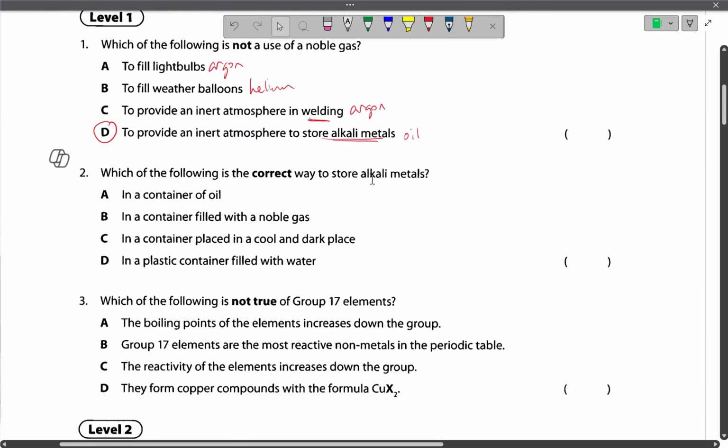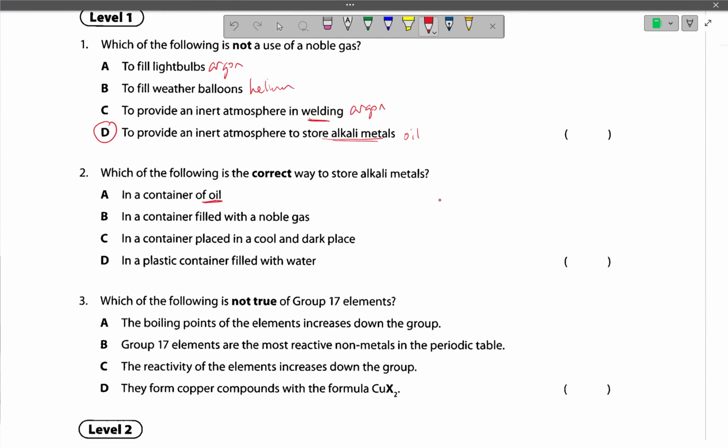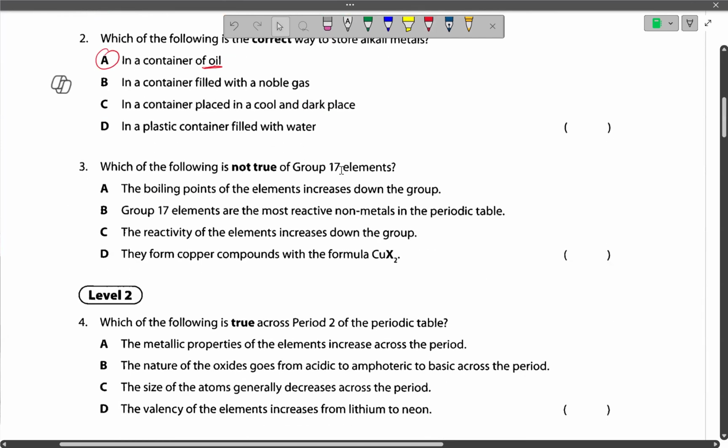Which of the following is correct for storing alkali metal? The hint here is to put it inside oil. This is a typical way to store alkali metal because you want to keep it away from water and oxygen in the air. Which of the following is not true of group 17 elements?